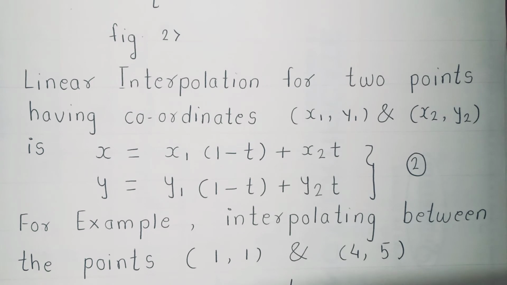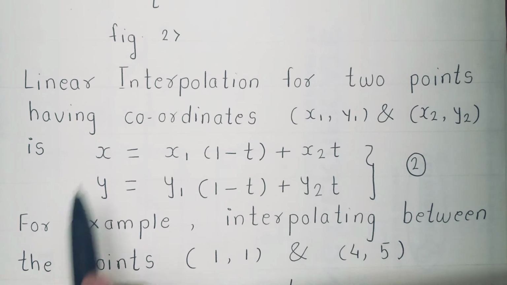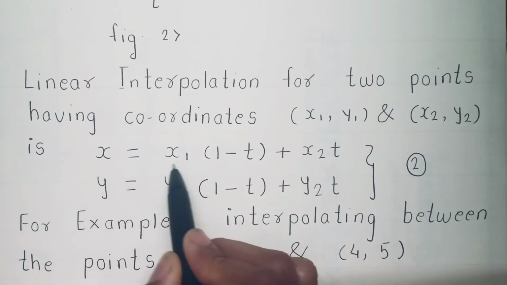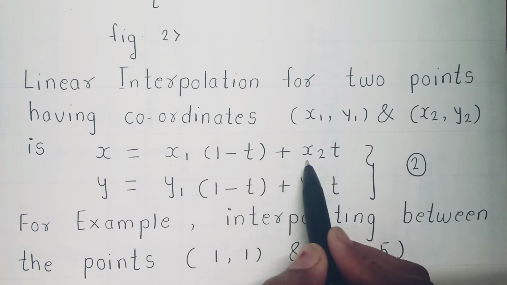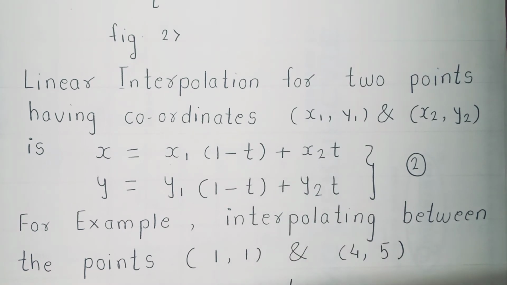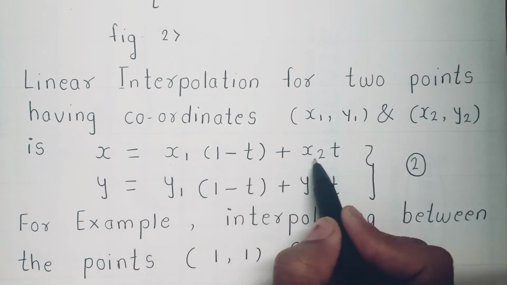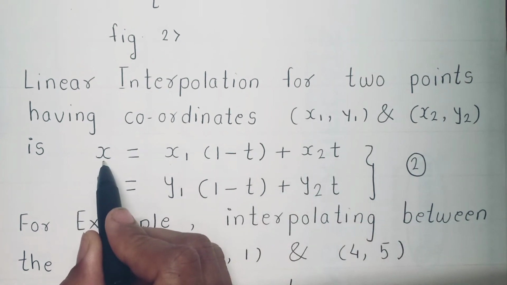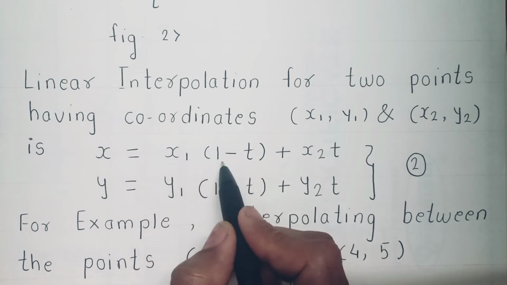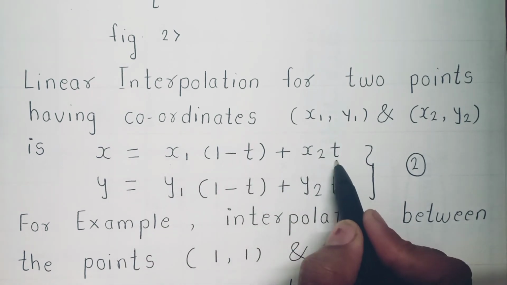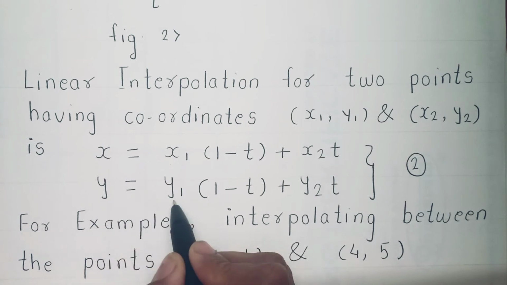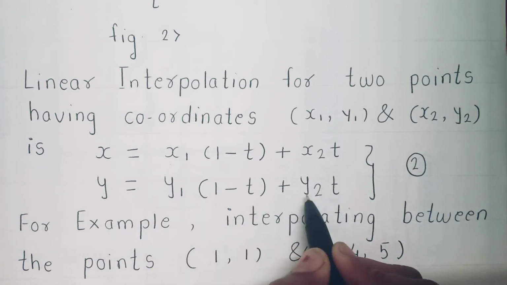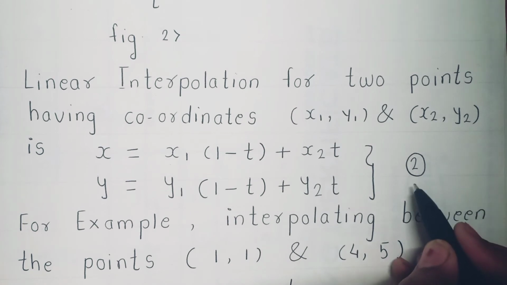If I want to derive the linear interpolation for two points having coordinates x1, y1 and x2, y2, then what will be the result? So here we use the result x is equal to x1 (1 minus t) plus x2 t. Instead of n1 and n2, write down the x coordinate values here. That means for the x parameter we get the result x1 (1 minus t) plus x2 t. Similarly, y is equal to y1 (1 minus t) plus y2 t. So this is equation number 2 here.